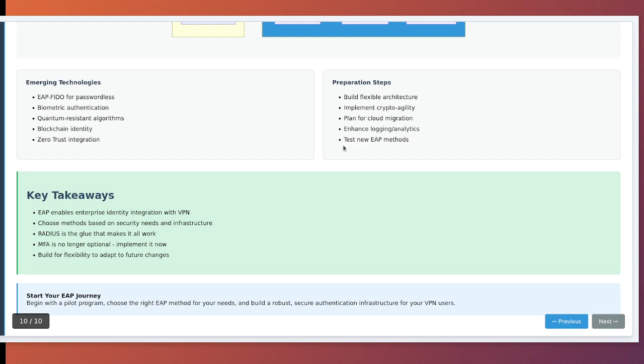Remember, authentication is just the first step in a secure remote access solution. Combine strong EAP authentication with network segmentation, continuous monitoring, and regular security assessments. Your VPN is often the front door to your network. Make sure it's well guarded.